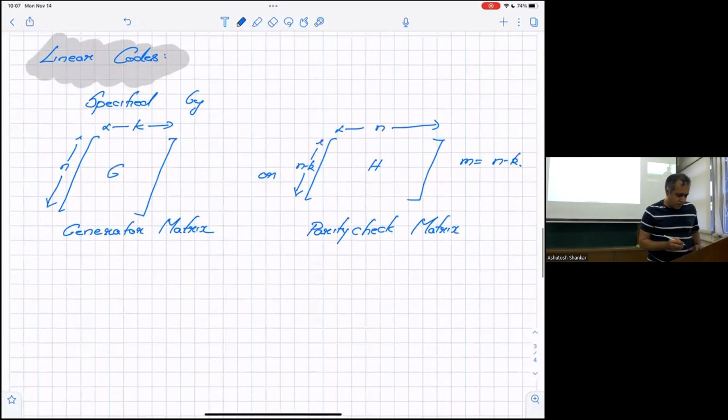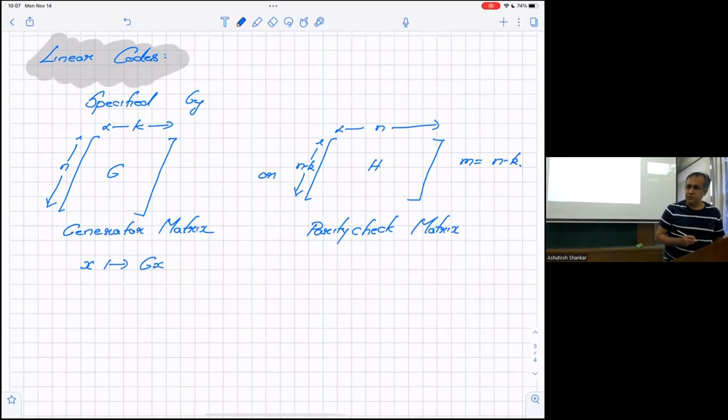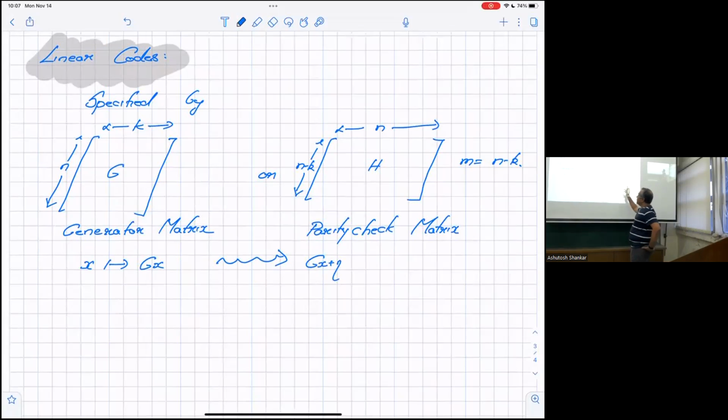Now, let's be a little more pedantic. What is the code? The code is exactly that, which is taking x to g x. What was the channel doing? The channel was potentially corrupting this. So we're going to get g x plus eta. And we wanted to recover from this. We wanted to remove eta from this. We wanted to recover x. Notice recovering x is the same as recovering eta. If I knew how to recover eta, I knew how to recover x.